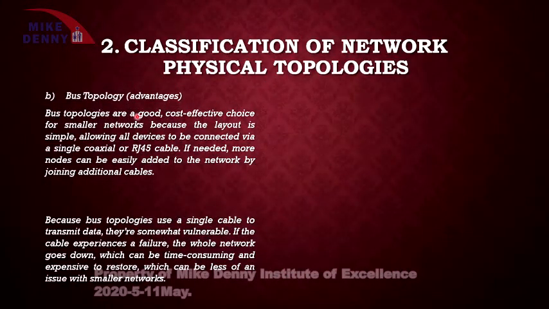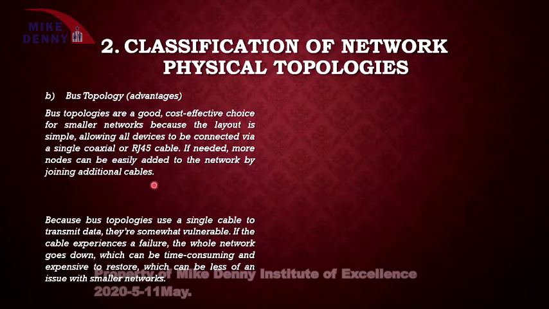Now we can talk about the bus topology advantages. Bus topologies are a good cost-effective choice for smaller networks because the layout is very simple. You have one cable and you connect all the devices on that cable. It allows all devices to be connected via a single coaxial or RG45 cable. If needed, more nodes can be easily added to the network by joining additional cables.